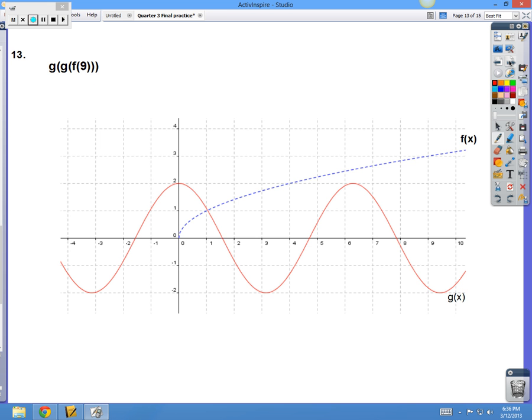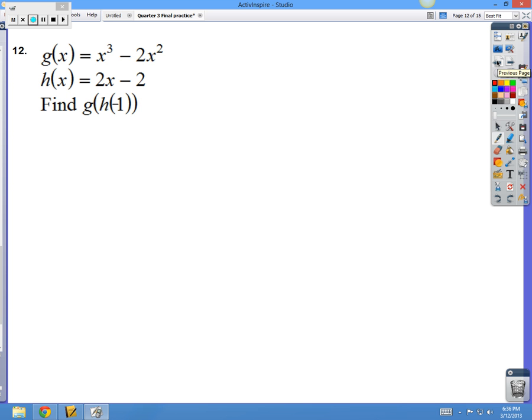Last one. Nope, not the last one. We've got a couple more. Here's what they want you to do. They want you to take a negative 1 and first substitute it into h. So this is h right here. So it's going to be 2, not times x, but times negative 1. You're going to replace x with negative 1. Subtract 2. So this is going to be negative 2. Subtract 2, negative 4.